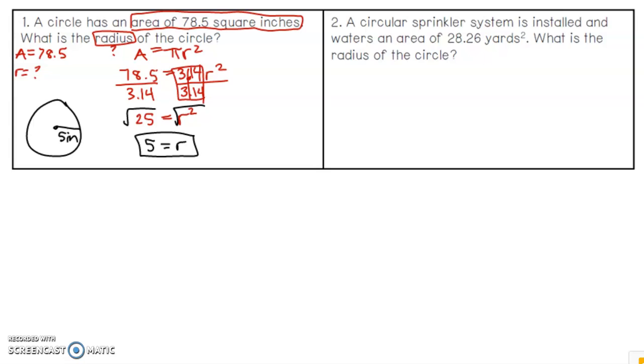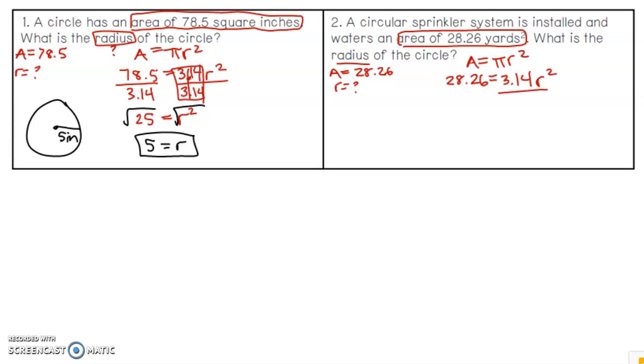Okay, so we have a circular sprinkler system is installed and waters an area of 28.26 square yards. What's the radius of the circle? So it gives me the area, 28.26. I have to find the radius. So we're going to use our formula, area equals pi r squared, and then substitute what I know. Area is the 28.26. That goes where A is. Pi, we're going to use 3.14. Radius is unknown still. Divide by 3.14.